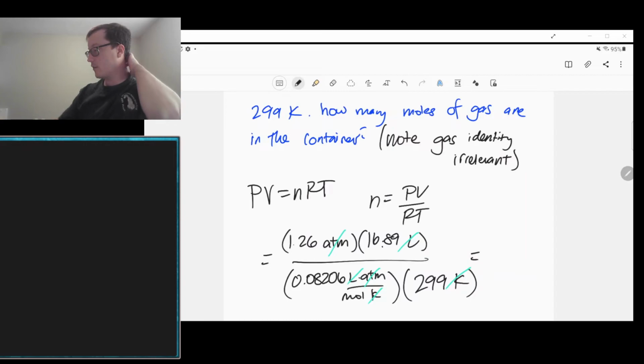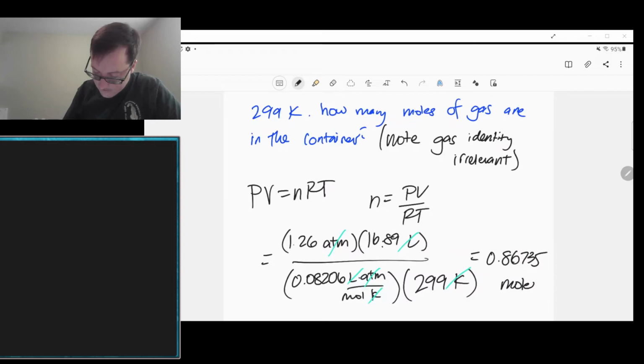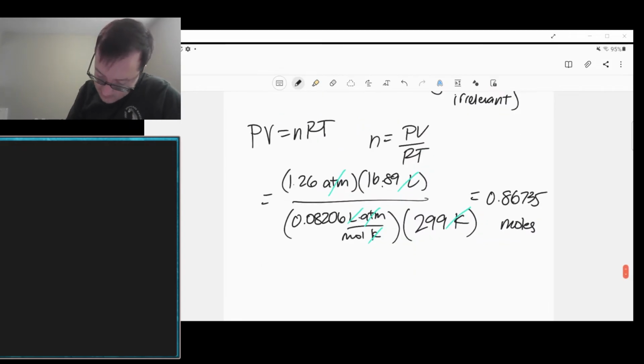Bust out your calculator. As always, I've forgotten mine, so here is my phone. All right, let's go ahead and do this. So 1.26 times 16.89 divided by 0.08206 divided by 299 equals 0.86735 moles. And sig fig wise, it looks like we have 3, 4, and 3. So we're going to need 3 sig figs in our answer. 0.867 moles.